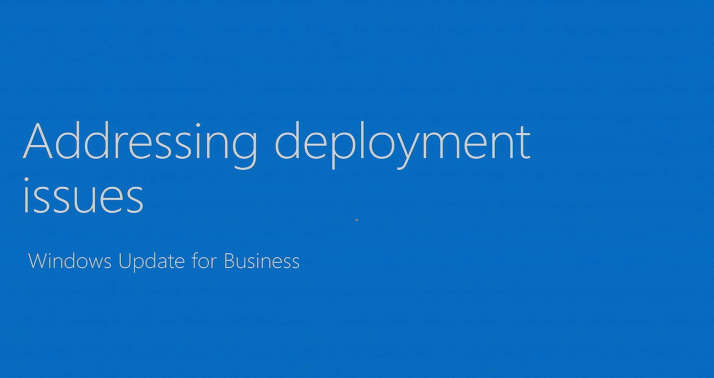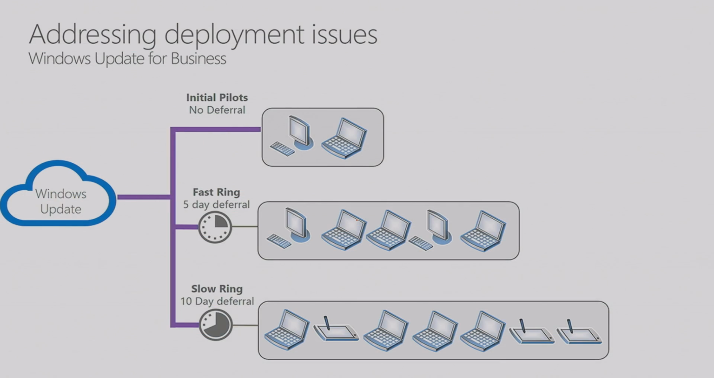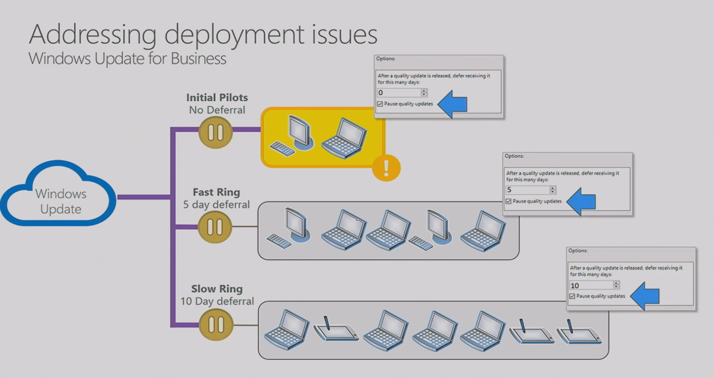So the question that always comes up is, what if something goes south or something goes wrong? So let me walk through that. Let's use the same rings that we had before. An update was released and hit this initial pilot branch. Uh-oh, we found the problem, whatever that problem is. What we have is the ability for you to be able to pause updates. And you can pause all of your rings at once.